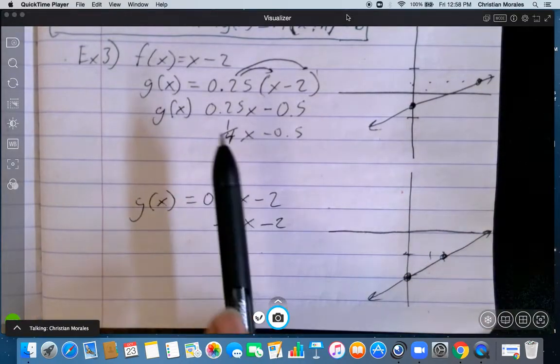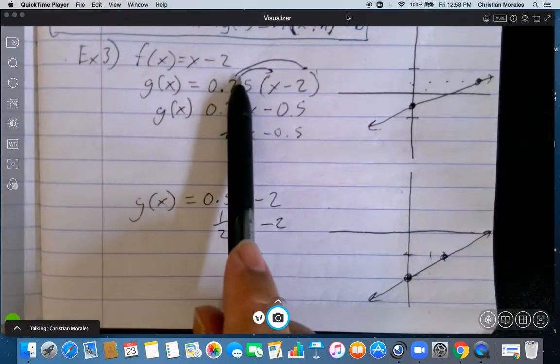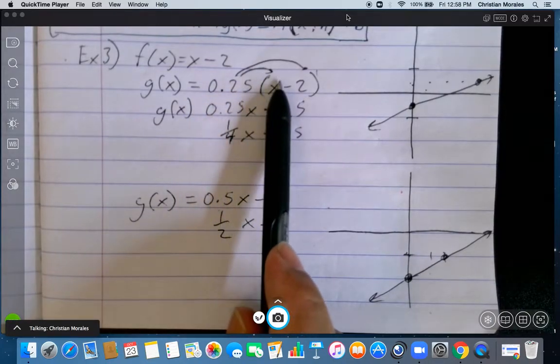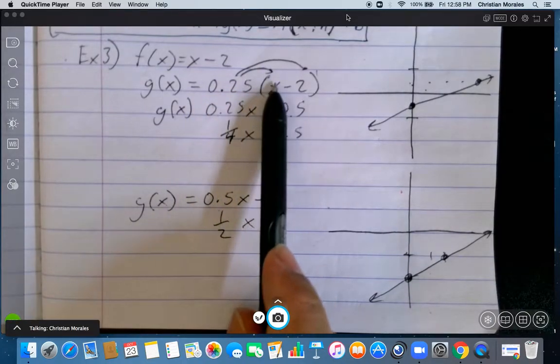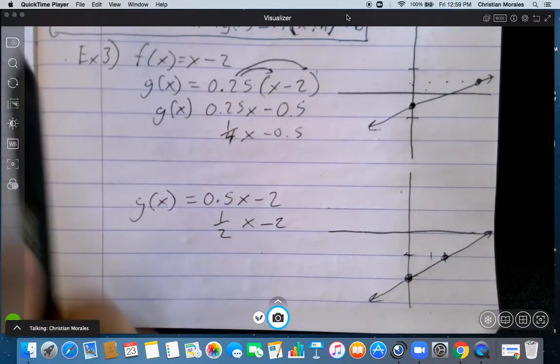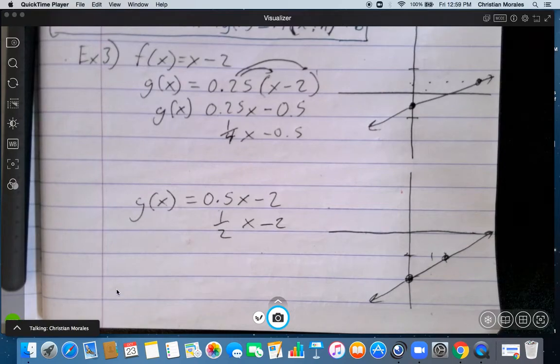Okay, so just be aware when they change the number in the front using the decimal, just know if they want you to distribute, you'll see parentheses. But if you don't see parentheses, it's just affecting the x. And that's really it. Transformations.